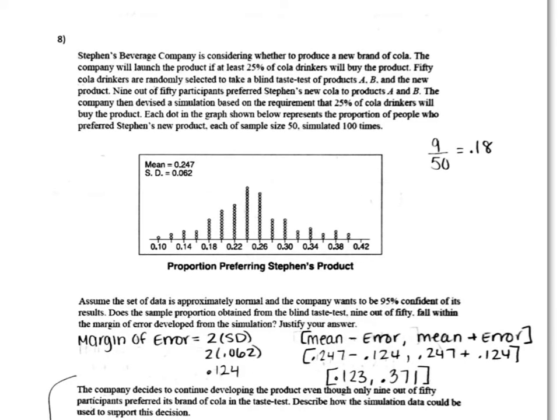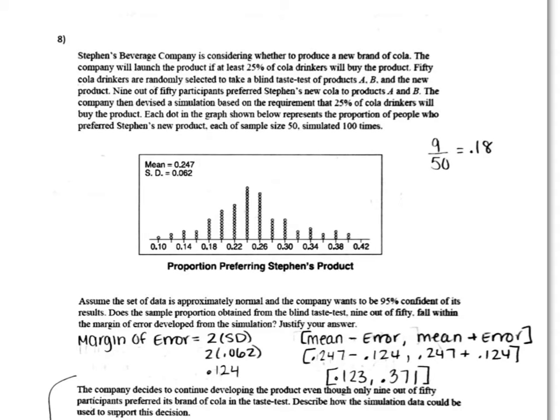Stevens Beverage Company is considering whether to produce a new brand of cola. The company will launch the product if at least 25% of cola drinkers will buy it. 50 cola drinkers are randomly selected to take a blind taste test of products A, B, and the new product. 9 out of 50 participants preferred Stevens' new cola to products A and B.